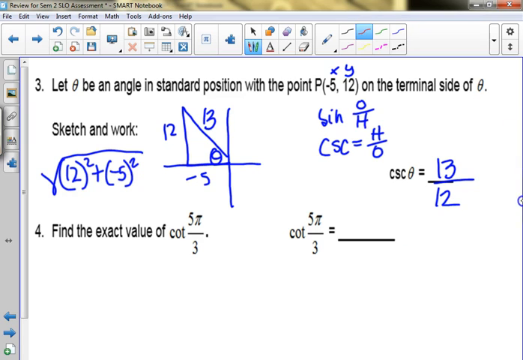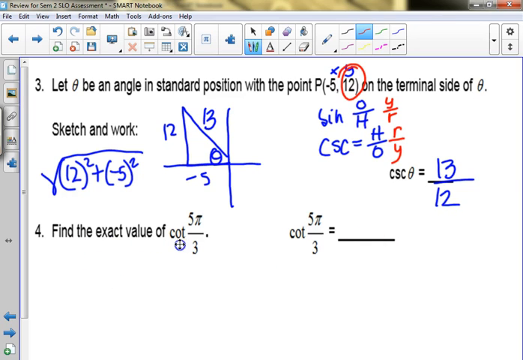What's another definition that should help us here? The sine is y over r. Does that sound familiar to anybody? You're supposed to know those. R over y. Y was 12 up here, right? Okay.